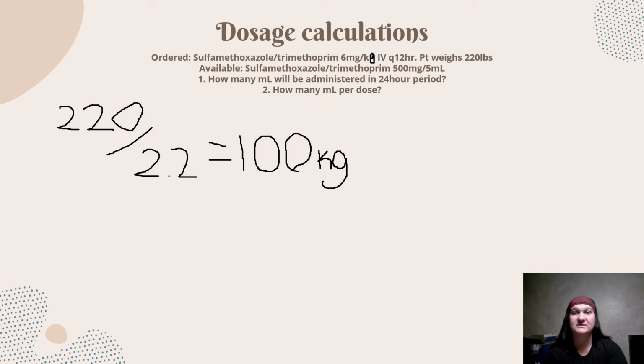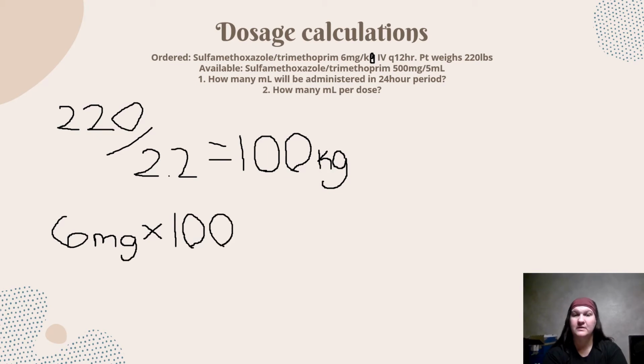Okay, 100 kilograms. So then we take 6 milligrams and multiply that by our 100 kilograms, because if we have to give 6 milligrams per kilogram, and we know this patient is 100 kilograms, we have to multiply that. Oh my gosh, you guys, I'm so sorry. I'm trying my hardest. My poor little finger is shaking on my pad. You can probably see it on my computer. Okay, so that equals 600 milligrams, right?